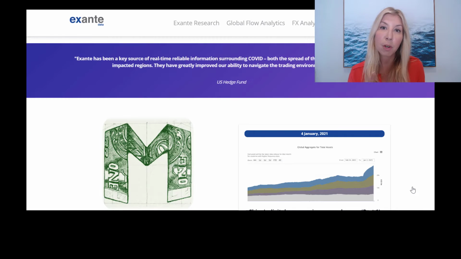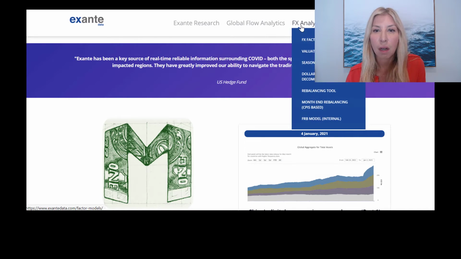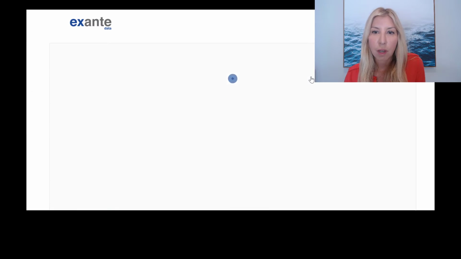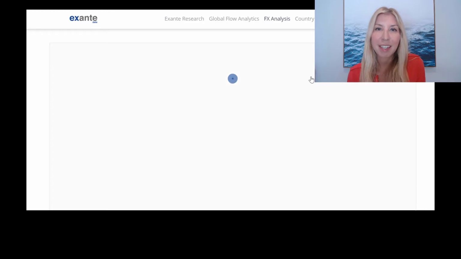Okay, we're going to look at one more chart that wasn't in the weekly: US dollar performance to composition. So we're on our website, FX Analysis. Choose dollar performance to composition. It's going to come up in a couple seconds.